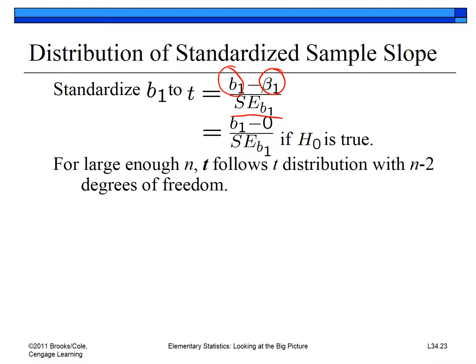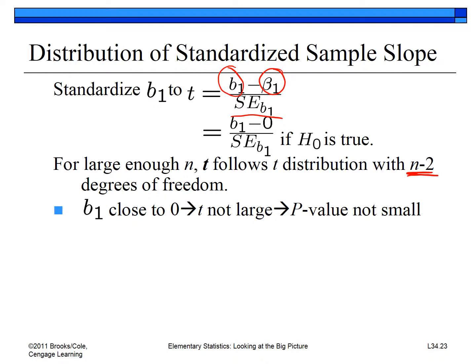When we're doing inference for linear regressions, we are going to use a t-test, but it's important to know that now we're going to have n minus 2 degrees of freedom instead of n minus 1 as before. So remember, if the slope is close to 0, that's going to give you a numerator in that fraction up there that is small. So t is not big, that means the p-value is not small. It's actually big.